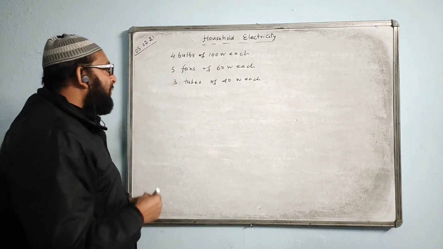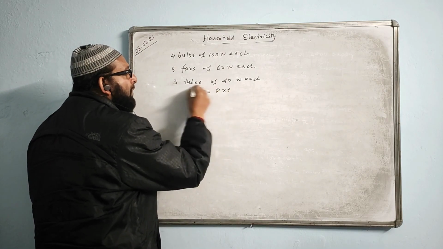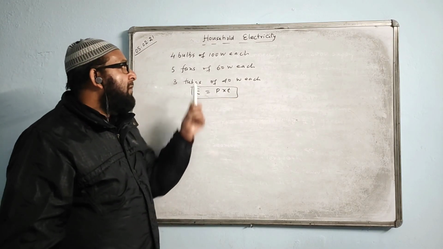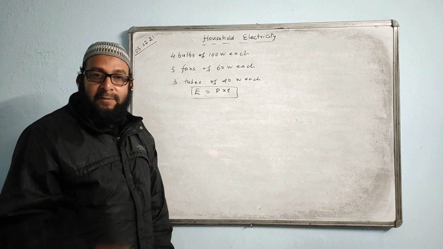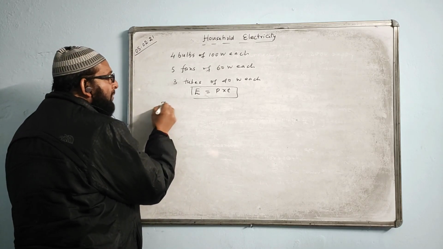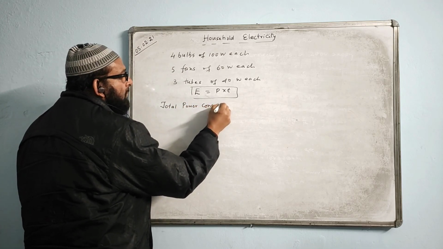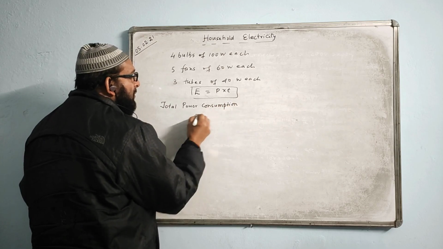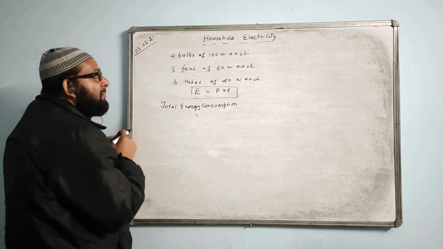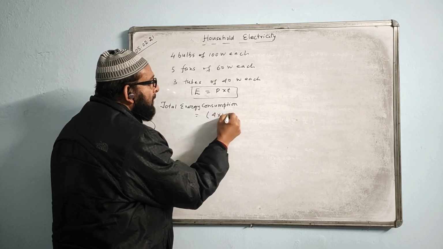So the idea for finding the energy consumption, we will use the formula energy is equal to power into time. We will apply this formula for all questions. Here all the appliances are used for the same duration of time. So first we find the total power consumption, that is, the total energy consumption will be equal to power. What is the power of 4 bulbs of 100 watts? We get 4 into 100, plus 5 into 60.